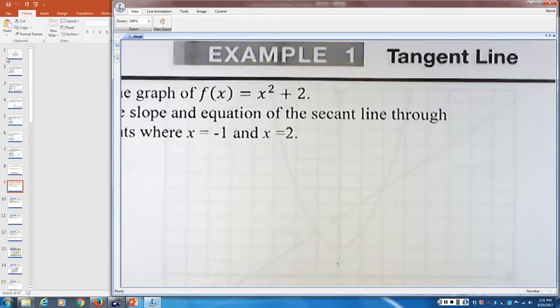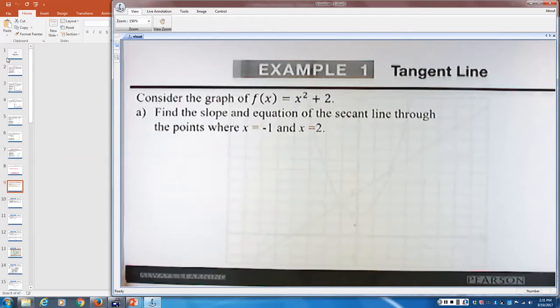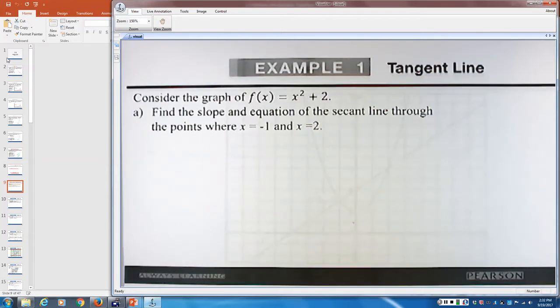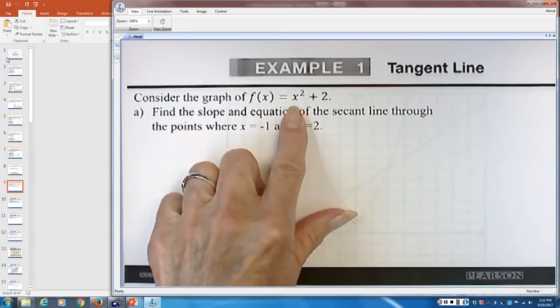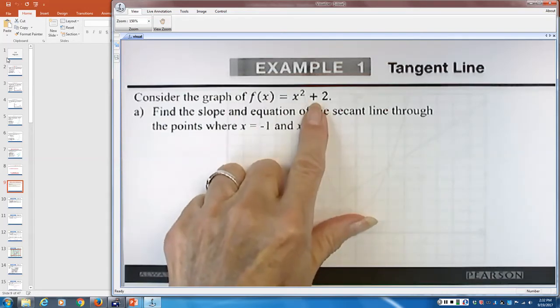So what this one says, consider the graph of f of x where f of x equals x squared plus 2. Now this is a, what kind of equation? Quadratic. What do their graphs look like? Okay, arms up. A parabola, a curve. What does this tell you about that parabola?